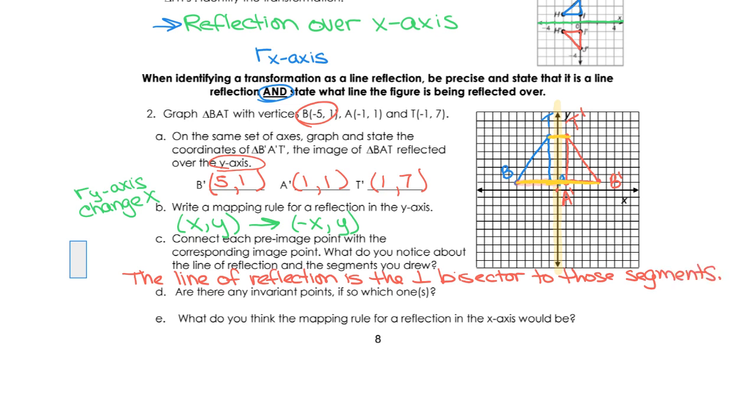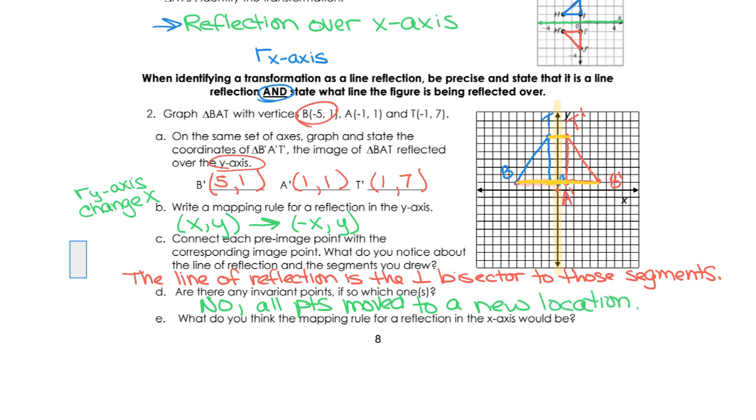Okay. Part D asks if there's any invariant points, and if so, which ones? Did any point not move? All points move, right? B, A, and T all moved to a different location. Nobody's coordinates stayed the same. So are there any invariant points? And the answer is no. All points moved to a new location.